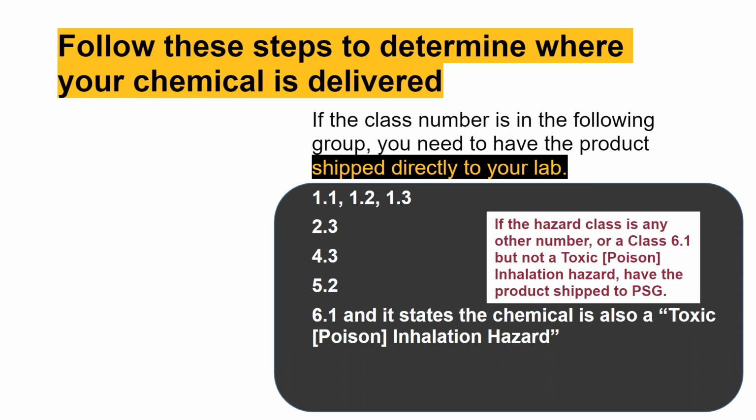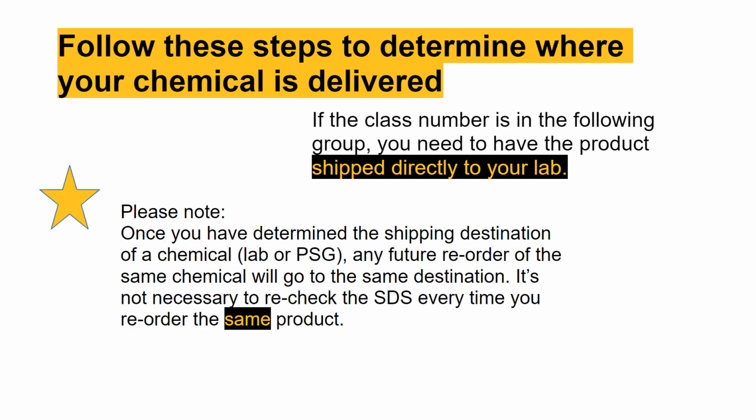If the hazard class is any other number or a class 6.1 but not a toxic poison inhalation hazard, have the product shipped to PSG. Please note, once you have determined the shipping destination of a chemical, lab or PSG, any future reorder of the same chemical will go to the same destination. It's not necessary to recheck the SDS every time you reorder the same product.